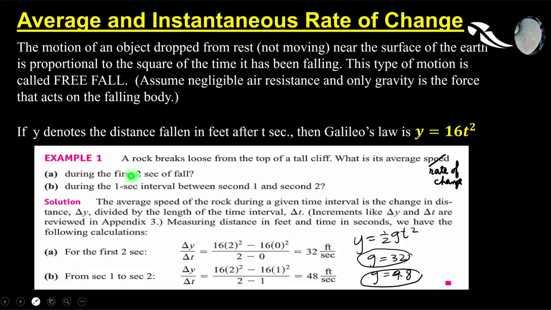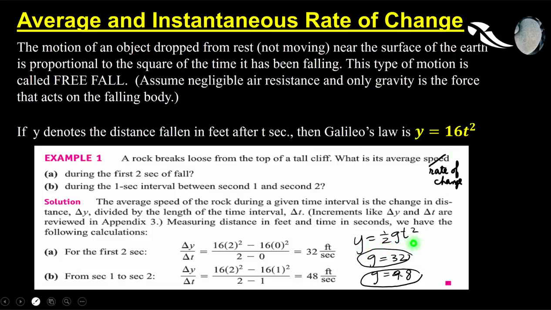Do you remember that we looked at this example where a rock breaks loose from a tall cliff, and then we talked about the average rate of change for the first 2 seconds, and then from the interval from 1 to 2, and these were the answers, which is really just delta y over delta t over that interval 0 to 2, and for letter B, it's delta y over delta t over the interval from 1 to 2, and we looked at this.